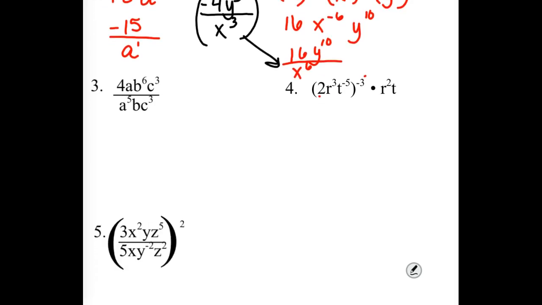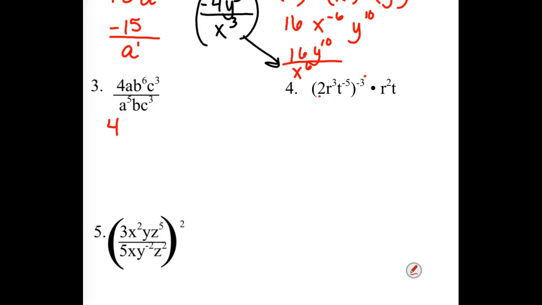All right, example 3. Notice that we have the same variables in the numerator and denominator, so we want to simplify those. Is there anything I can do to simplify the coefficients? I have a 4 in the numerator and I have a 1 in the denominator. 4 divided by 1 is 4, right? There's nothing I can do to reduce that. So I'm going to go ahead and leave that as a 4. Then I'm going to take my variables in pieces. Focus on the A's first.